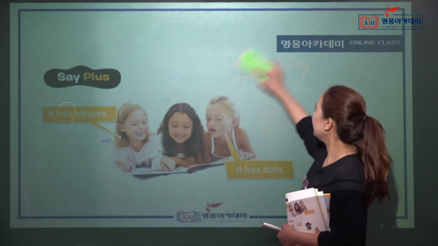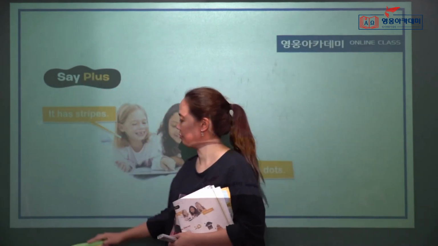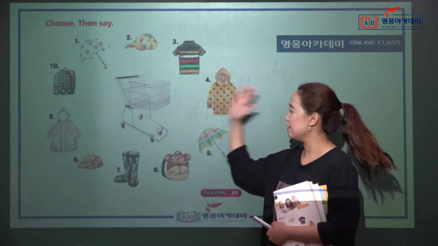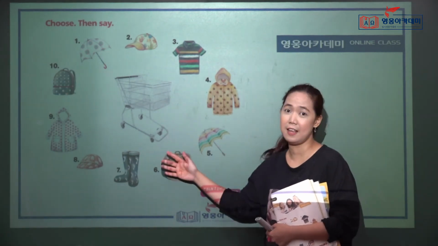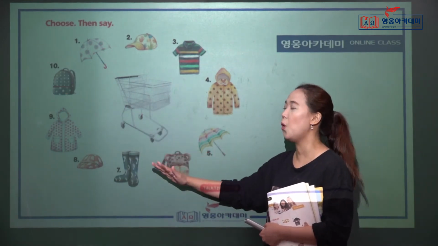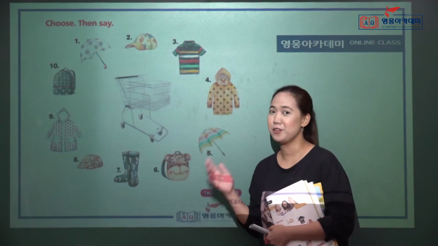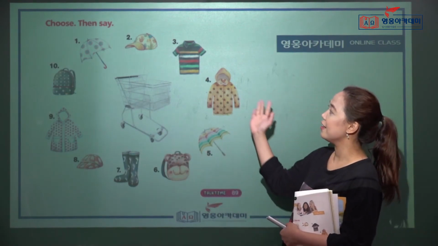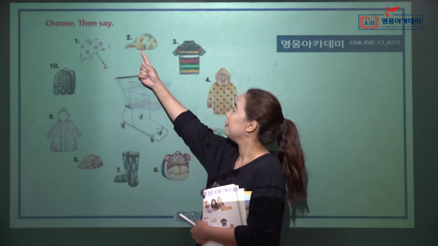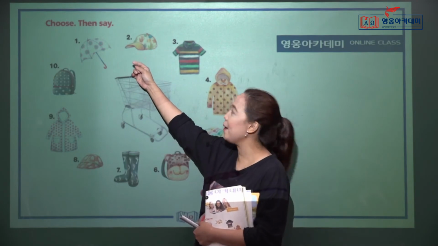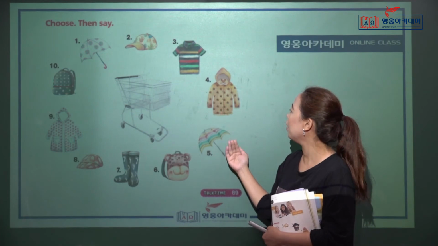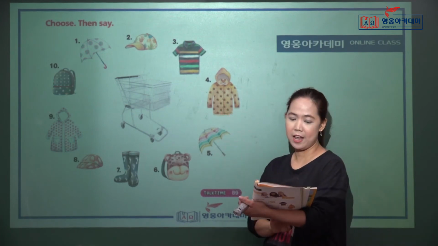So, let's go to the sentence now. All right, now we are going to use it because there is no person in here, okay? We can't use he or she. These are all objects. These are all things. That's why we have to use it. Okay, let's take a look at number one. What is this? It's an umbrella. Number two, it's a cap. Number three, it's a t-shirt. Number four, it's a raincoat.